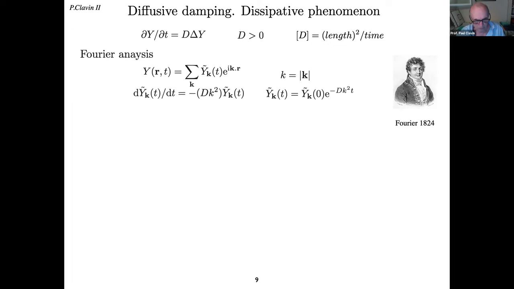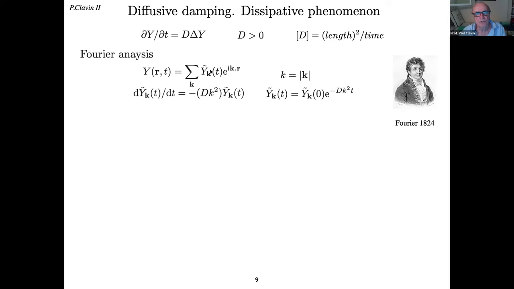When you use a decomposition as Fourier did, a Fourier decomposition of the mass fraction function of r that you decompose like in harmonic waves in space, k is a wave number, the coefficient of this exponential term is a Fourier component of the mass fraction, and this is now a function of time.